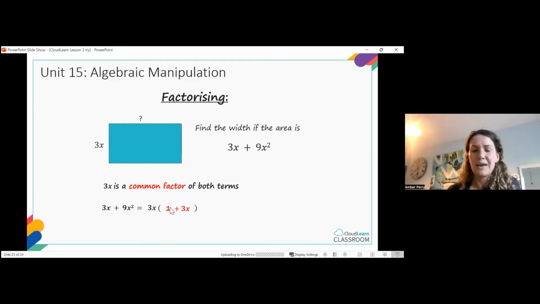And one thing that you can do, and I always recommend if you were in an exam, you do this, is you actually check your answer by expanding. Most people are better at expanding than they are at factorizing. So you can check your answer by simply checking 3x times 1 is 3x.